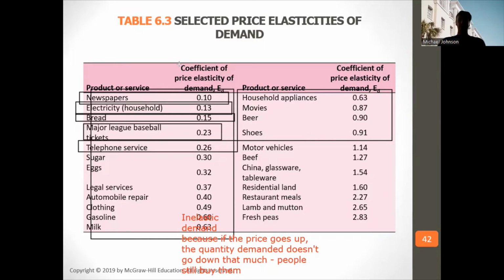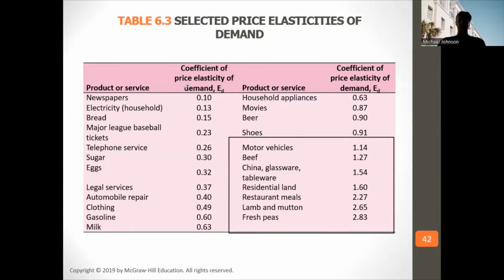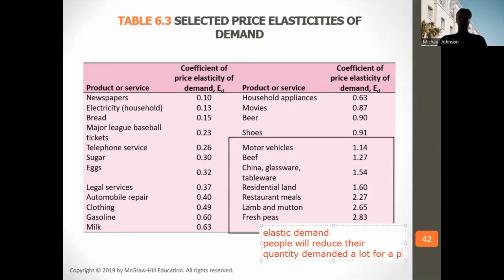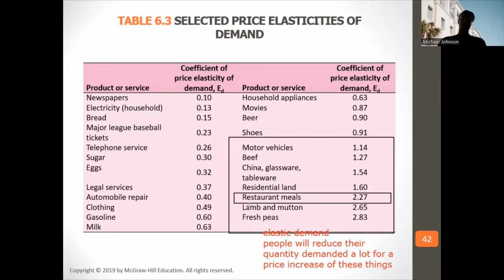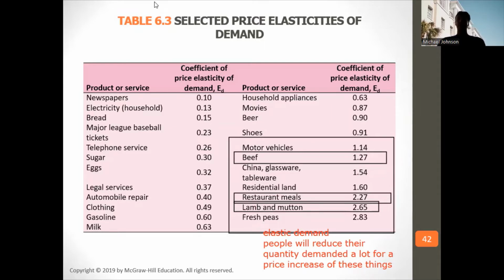And then over here, these are elastic demand. People will reduce their quantity demanded a lot for a price increase of these things. Like restaurant meals: if the price goes up, people will just eat at home. If the price of lamb and mutton goes up, people will just eat cheaper meats. If the price of beef goes up, people will shift to buying cheaper meats. And motor vehicles also: if the price goes up, people will buy a lot fewer motor vehicles.